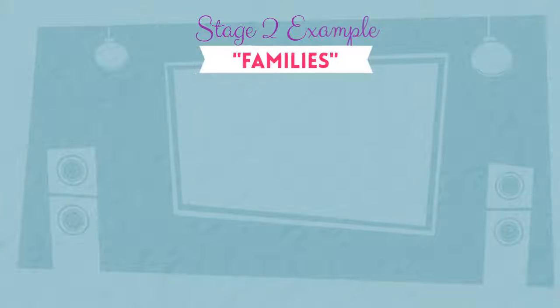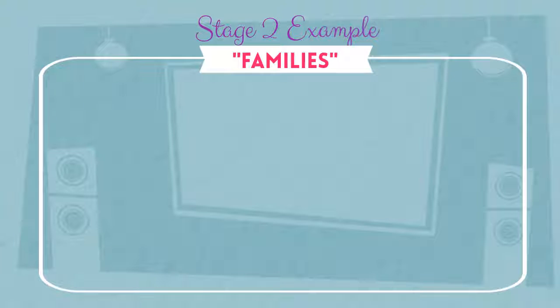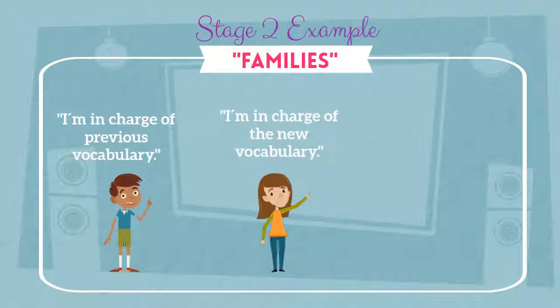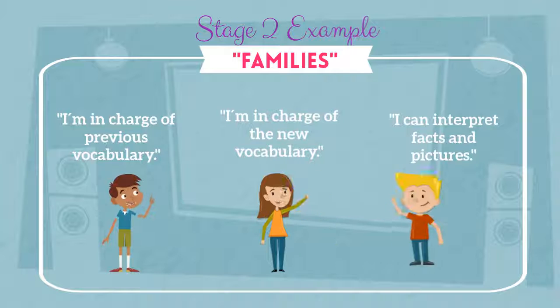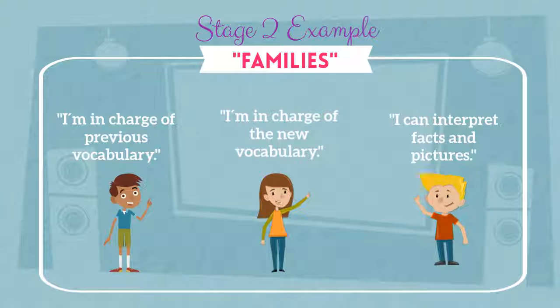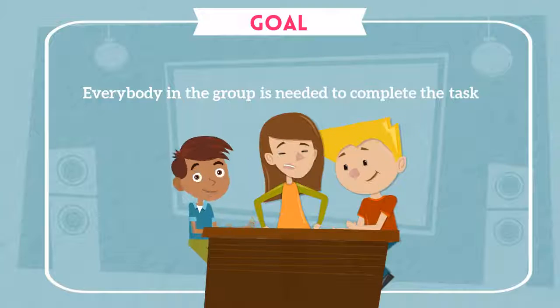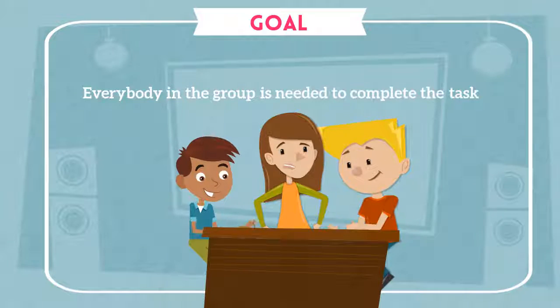For example, if you have to teach new vocabulary about family members, distribute worksheets where the slower students can remind the other members about past vocabulary or activities. Other students can pick up new information or vocabulary, while faster students can read a text and interpret facts or pictures. This way, everybody in the group is forced to learn from the others' tasks.